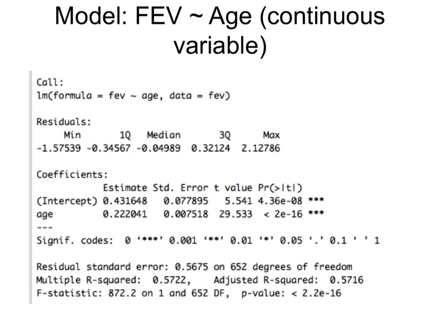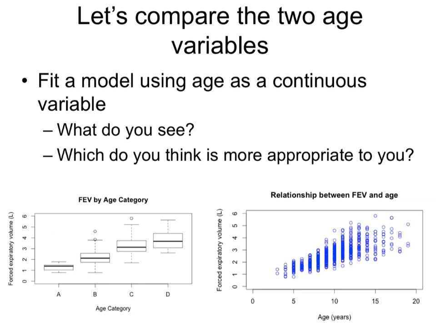We could also rerun our model, but with a continuous age variable. Here we see that we have a single coefficient for age. The slope tells us that for each 1 year increase in age, FEV increases by an average of 0.22 liters. When we use this continuous age variable, we're assuming that the increase in FEV is the same or proportional with each increase year in age. So the difference in FEV between someone age 17 versus someone age 16 is the same as the difference between someone age 8 versus someone age 7. So which age variable do you think is more appropriate to use in our model?